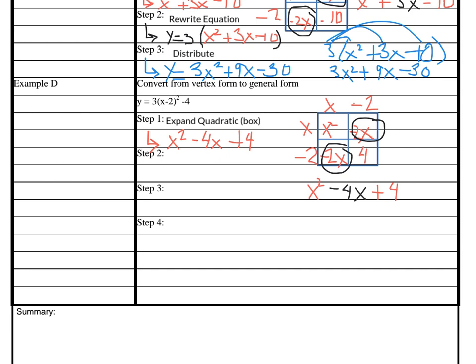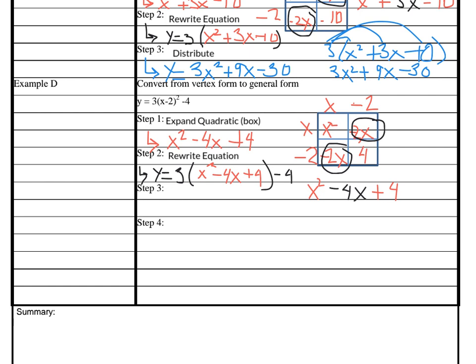Step number 2 stays the same as above. We need to rewrite the equation. So we look back up at what we had originally. So we need to have y equals 3 times what we expanded minus 4. So we'll write that here. So y equals 3 times what I got when I multiplied, which was x squared minus 4x plus 4. And then we still have a minus 4 chilling there, so we don't forget to write that.